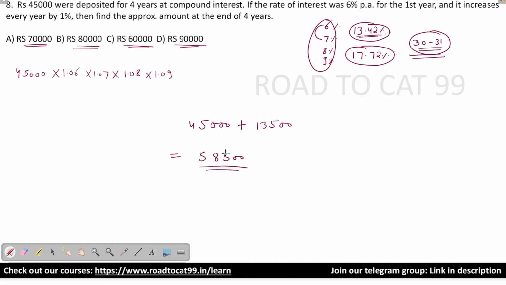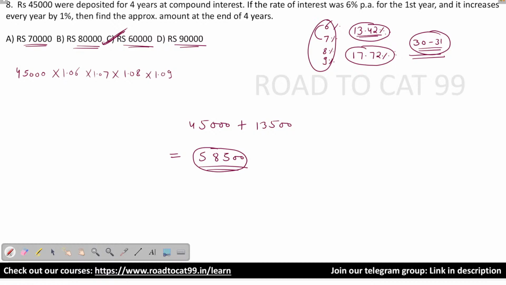So I got to know that my answer should be close to 58,500, right? What is the option that is closer to 58,500? That is option C. Hence option C is my correct answer.